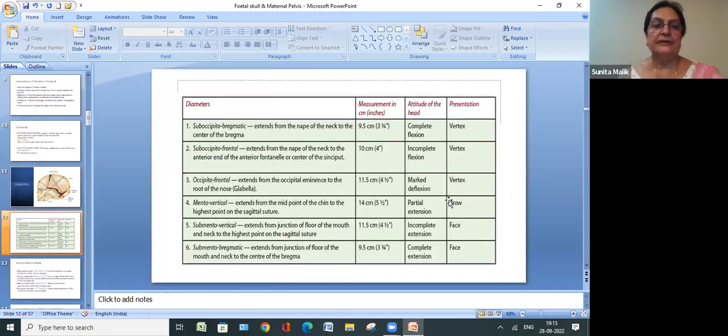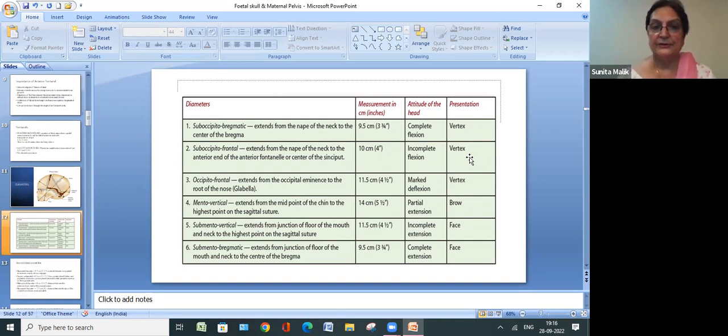So coming on to the diameters, how much is it? Suboccipitobregmatic, as I had already told, from the nape of the neck to the center of the bregma, is 9.5 centimeter, present in a fully flexed vertex. Suboccipitofrontal, from the nape of the neck to the anterior end of the anterior fontanelle or center of the sinciput, is 10 centimeter, which is in incomplete flexion of the vertex. Occipitofrontal, as I just showed you, from the occipital prominence to the root of the nose, is 11.5 centimeter. That means marked deflexion. After that, further extension occurs.